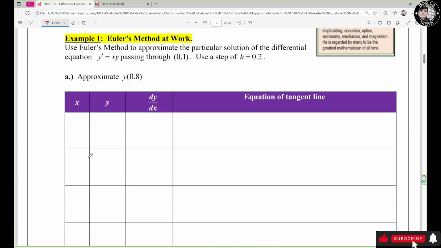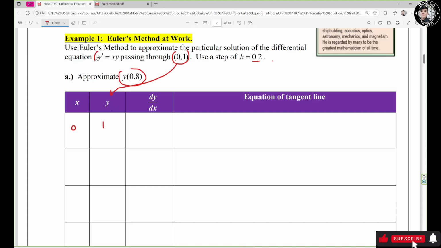Example number 1. Use Euler's method to approximate the particular solution of the differential equation y prime equals s times y, passing through point (0, 1). Use a step size of h equals 0.2. Question A: approximate y of 0.8. First, you need to put the initial point over here: s equals 0, y equals 1.